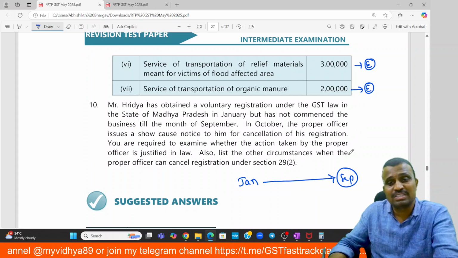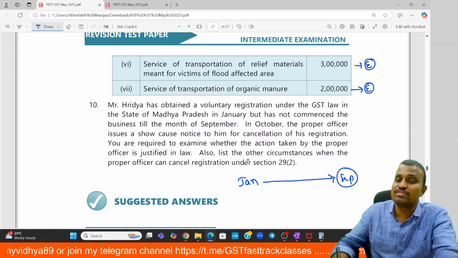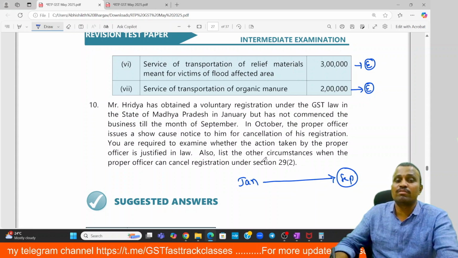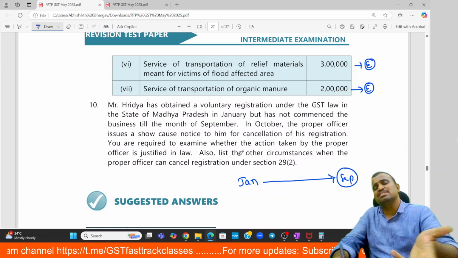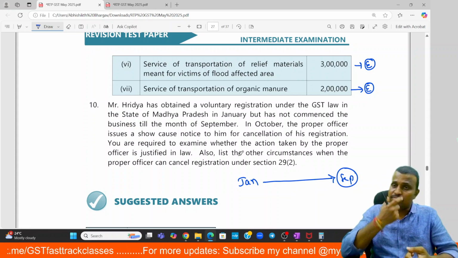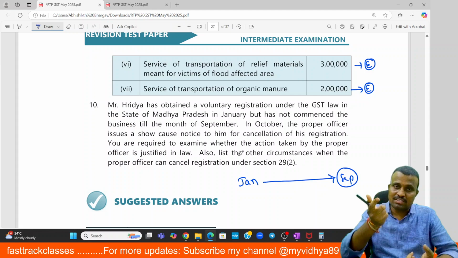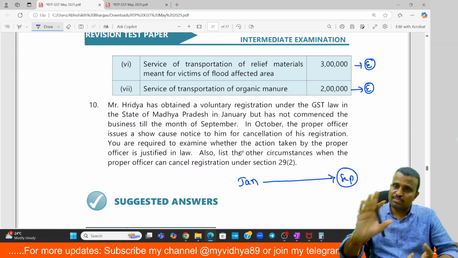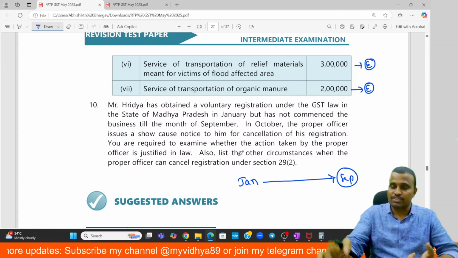You are required to examine whether the action taken by the proper officer is justified in law. Also list the other circumstances when the proper officer can cancel. What are the other circumstances? First, if any person gets the registration voluntarily, they have to commence the business within 6 months. Otherwise, the registration can be cancelled on a suo moto basis by issue of show cause notice by the proper officer.